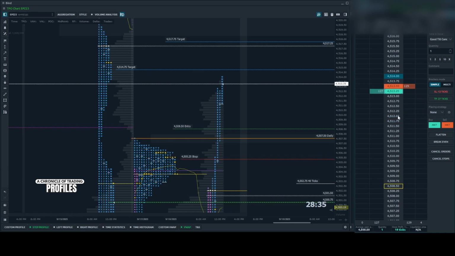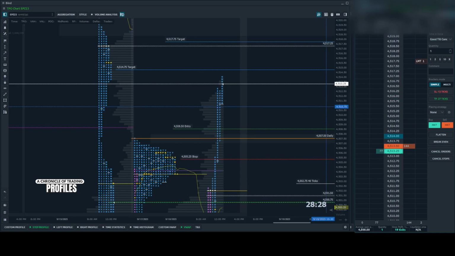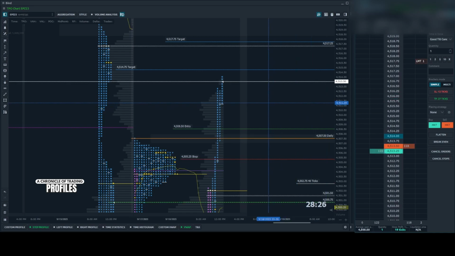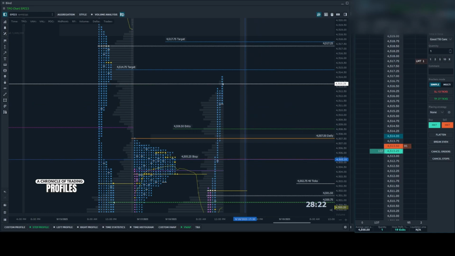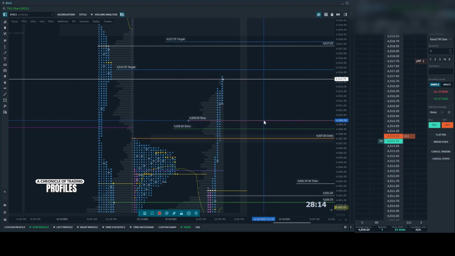Yeah, that's close enough right there. We took off our first contract. I think that was about 20 ticks. Now we'll bring the second one up. I'd bring it up to at least here. Really, you could go below this G low, 1050.